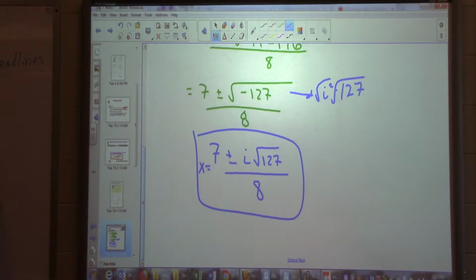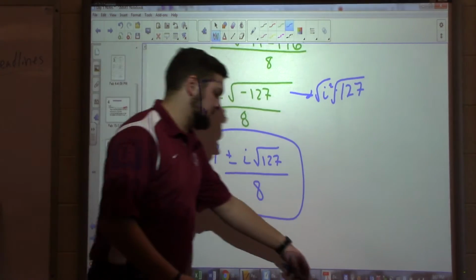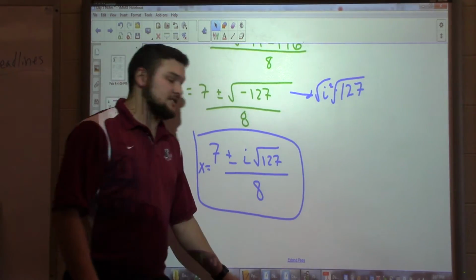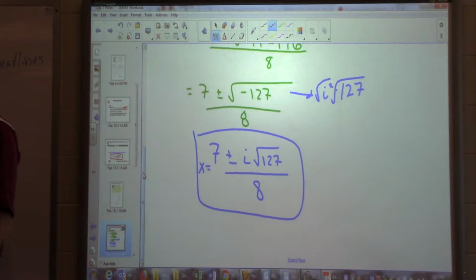Any questions? So with the quadratic formula, sometimes you'll leave it like this. Sometimes you leave it with simplest radical form. And sometimes it'll come out to two nice numbers.